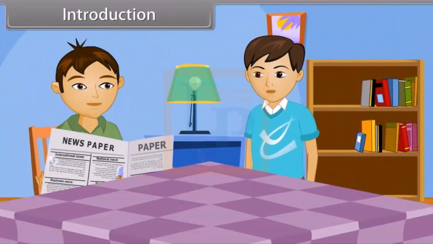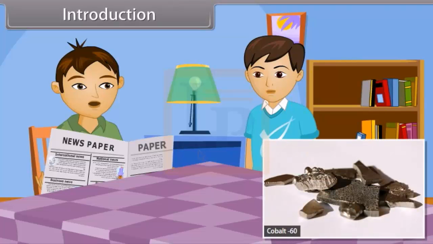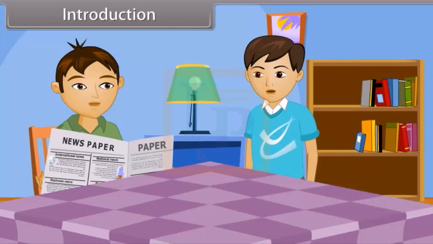Hi Rohit, what are you doing? Did you read the news of cobalt-60? No, what happened? The radioactive material cobalt-60 was found in Mayapuri, Delhi West. I don't know. And what is radioactive material? It is a kind of material which emits radiation which is harmful for life. Okay, so what happened at Mayapuri?